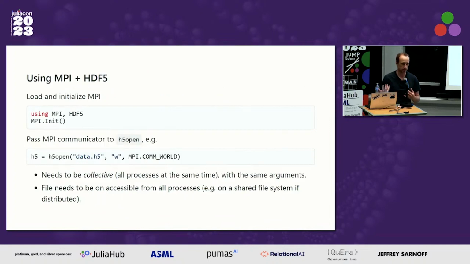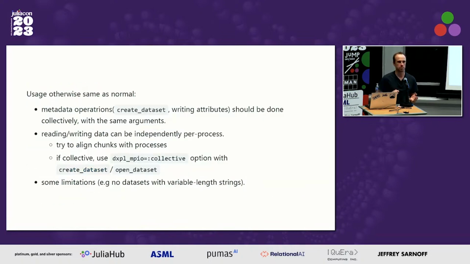And so how this works is basically you load MPI and HDF5 and you initialize with MPI.init. Then in H5 open, we can pass this extra object called a communicator. A communicator is like the shared representation of multiple processes. This has to be done collectively, so all processes have to open the same file at the same time. In particular, you need to make sure that file is accessible from all the processes. So if you're doing distributed work, you have to use a shared file system. Otherwise, unfortunately, it will just stop and not tell you anything. You'll just hang. No errors, just hang silently. So be careful. But otherwise, once you've opened the file, it's basically the same as normal.